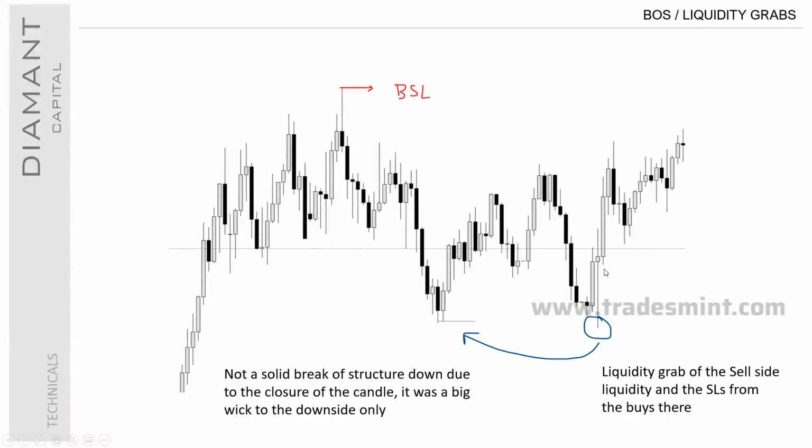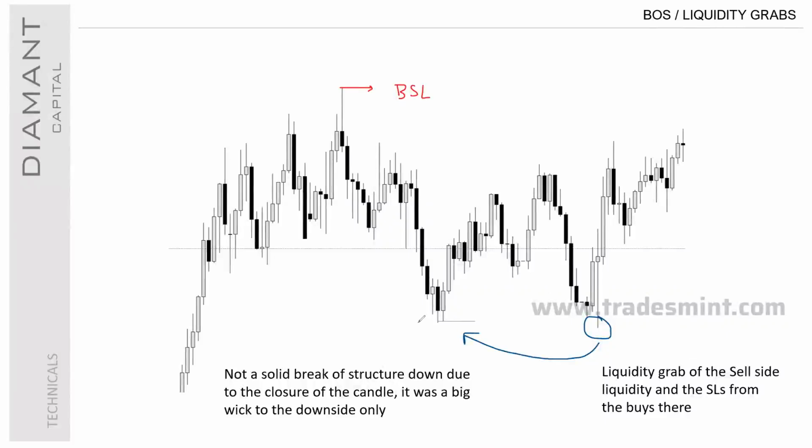If we had seen, for example, a full body close, so let me just draw a different situation. If this candle right here had been a full body close, and the close was below these lows right here, that means right now we can potentially look for sells. However, this is not the case in this situation.